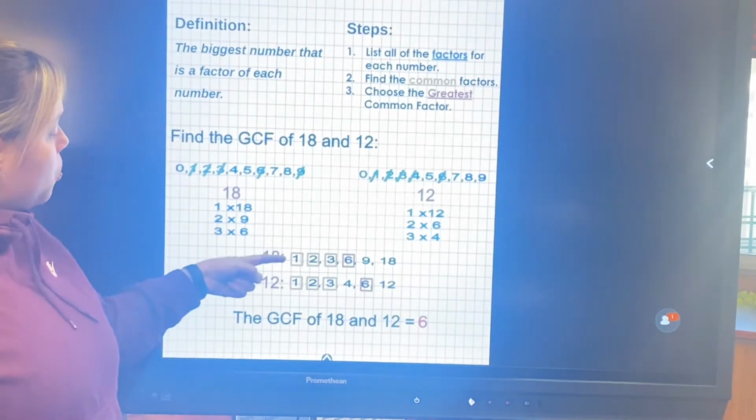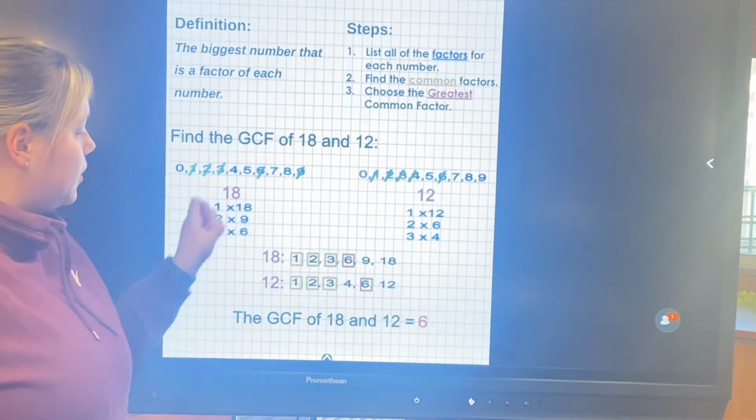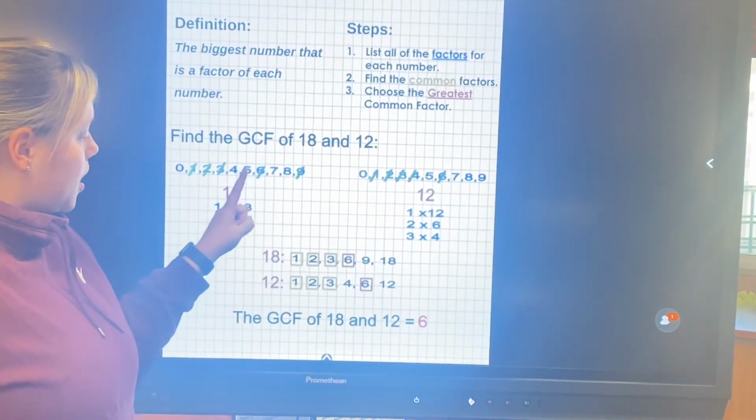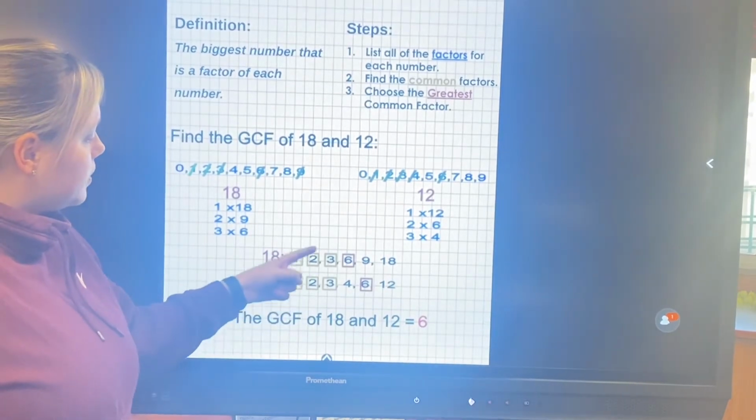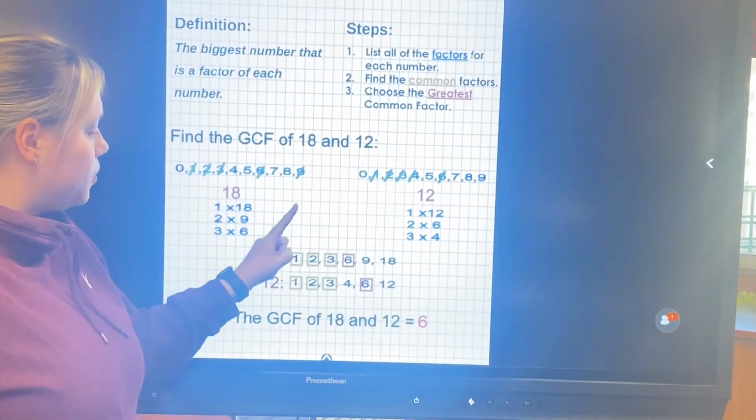Well, I know 1 and 1 are in common, so I'm going to square that in orange. 2 and 2 are in common, so I'm going to square that in orange. 3 and 3 are in common, so I'm going to square that in orange.